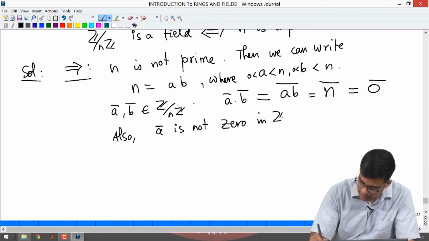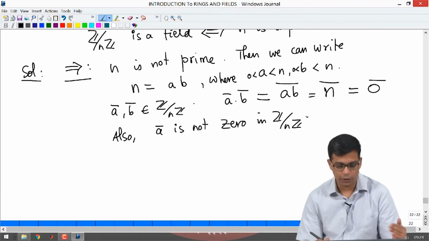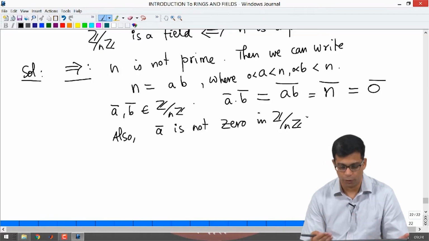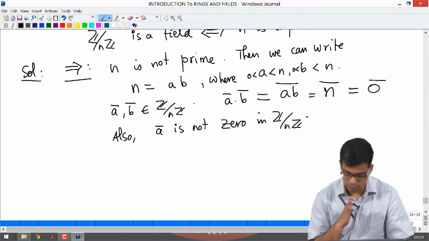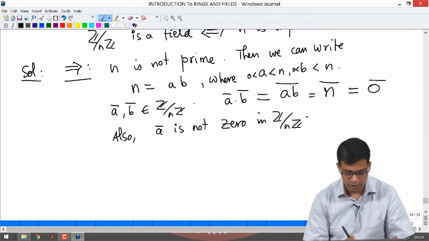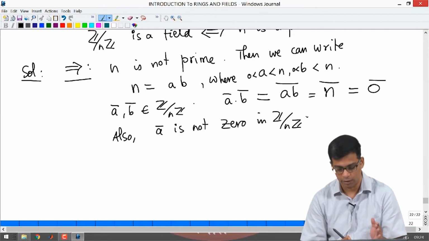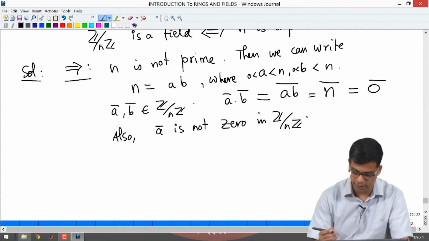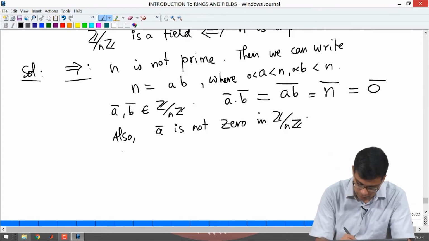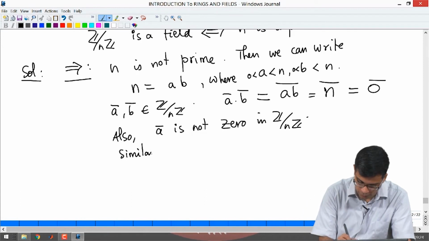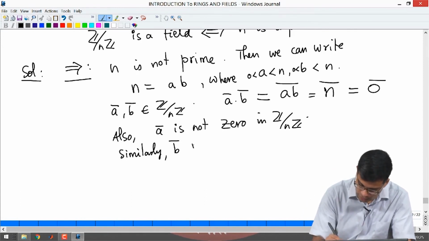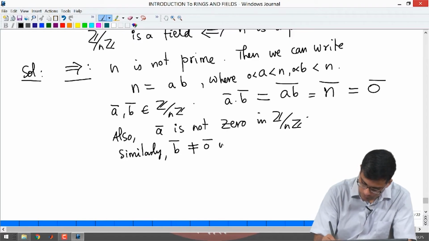in Z mod nZ, right, because if a bar is 0, that means a is a multiple of n. The only zero element of Z mod nZ is the class of multiples of n. So, if a bar is 0, that means a is a multiple of n, but a is not a multiple of n because a is strictly between 0 and n. Similarly, b bar is not equal to 0 bar in Z mod nZ.